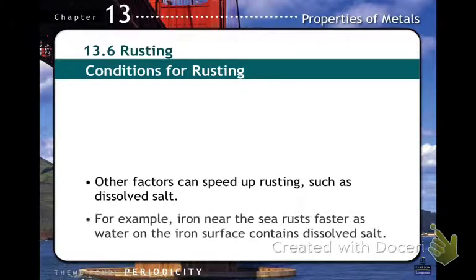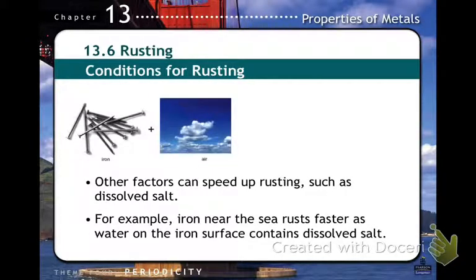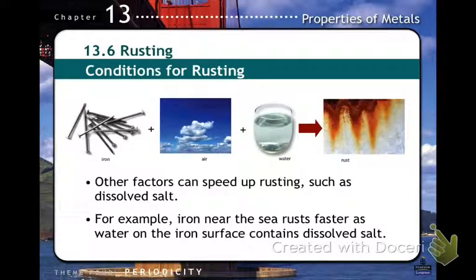Now, as I was saying, other factors can also speed up rusting, such as dissolved salt. For example, iron near the sea rusts faster as water on the iron surface contains dissolved salt. So for example, iron plus air plus water, then you get rust.